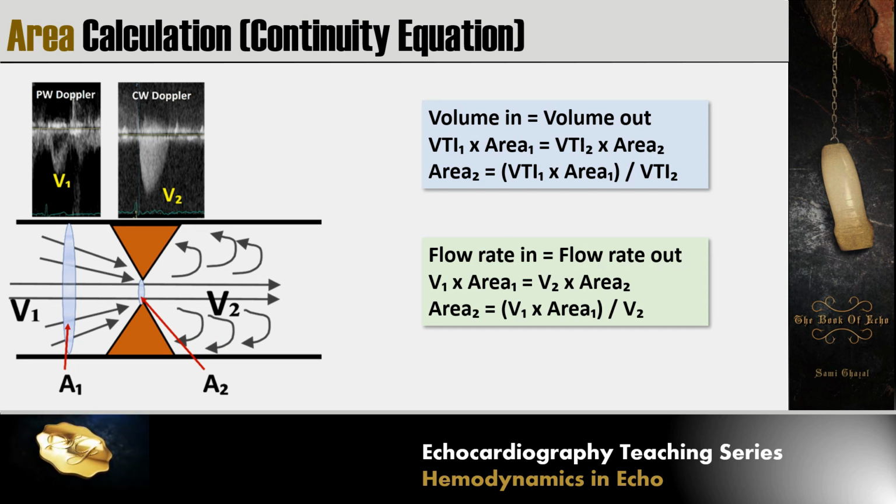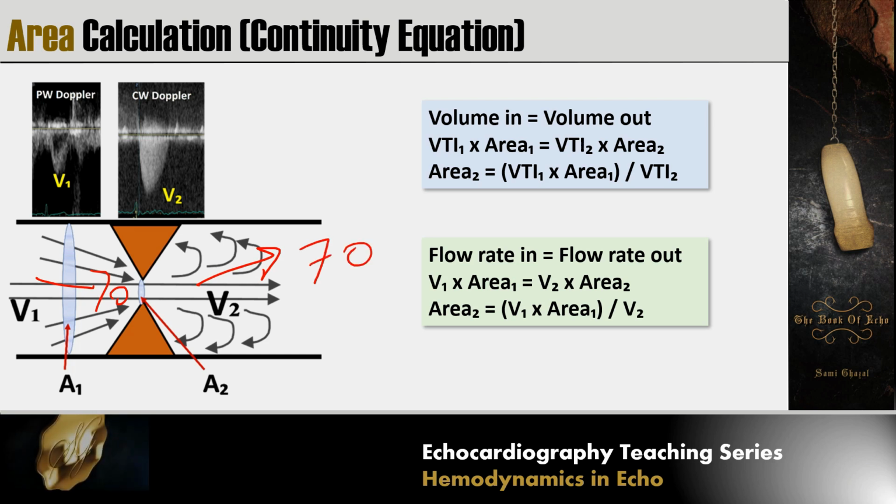Now area calculation by continuity equation. The continuity equation is based on the fact that whatever volume comes in will go out. So let's say that 70 ml came here, so 70 ml has to go out from here.